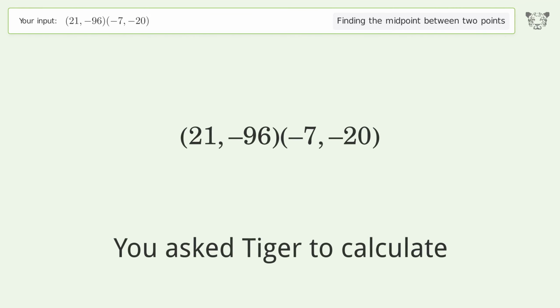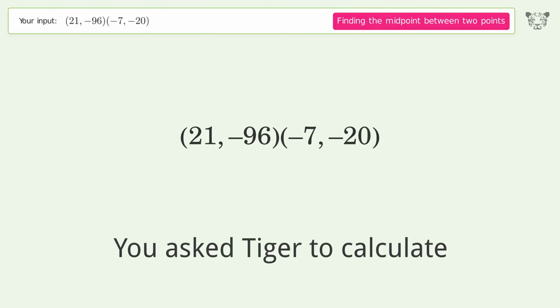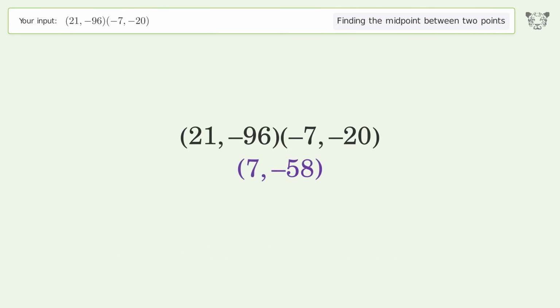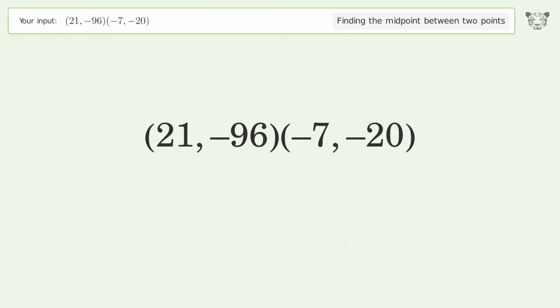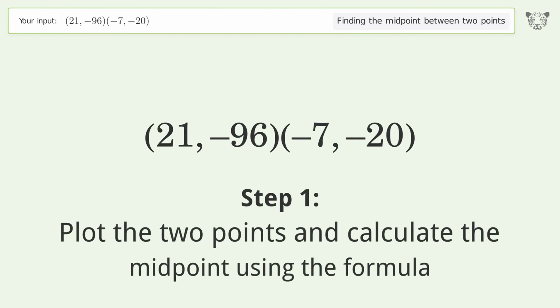You ask Tiger to calculate. This deals with finding the midpoint between 2 points. The midpoint between the 2 points is 7, -58. Let's solve it step by step. Plot the 2 points and calculate the midpoint using the formula.